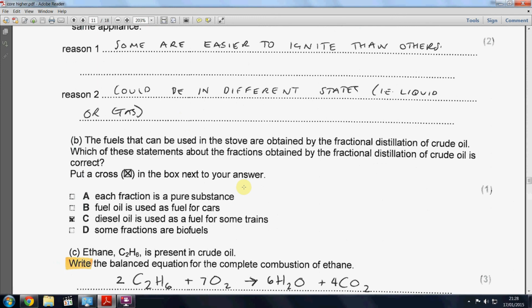Right then. It then goes on to say the fuels that can be used in the stove are obtained by the fractional distillation of crude oil. Which of these statements about the fractions is correct? So is it A, each fraction is a pure substance? No, that's not true, not at all. Is it B, fuel oil is used as fuel for cars? Well, I've never heard of fuel oil being used for cars. Petrol and diesel, yes. Fuel oil, no. C, diesel oil is used as a fuel for some trains. Absolutely. In this country, if trains aren't electric, then they're almost certainly powered by diesel. And then D, some fractions are biofuels, but by definition they're hydrocarbon fossil fuels, they're not biofuels. So the only answer that you could get for that one is C.